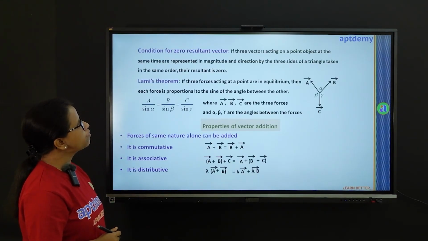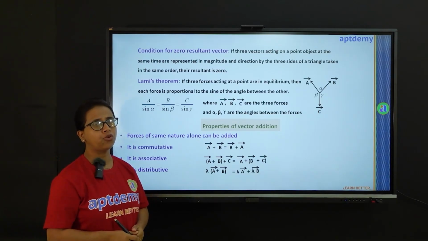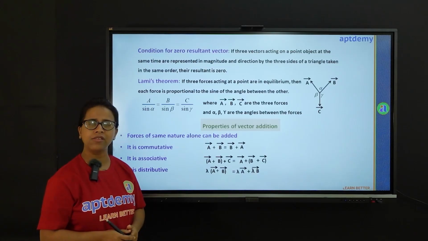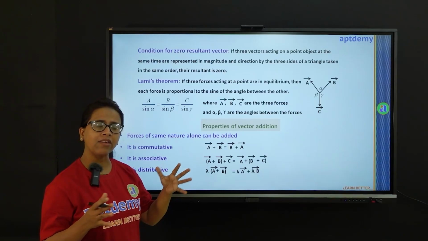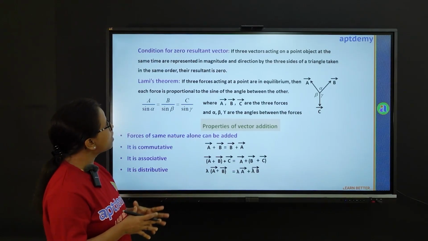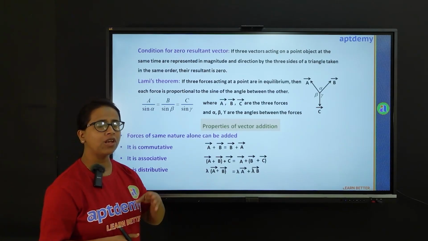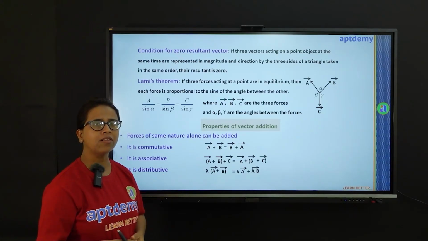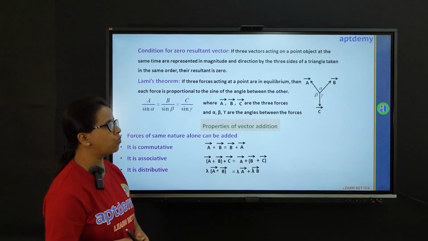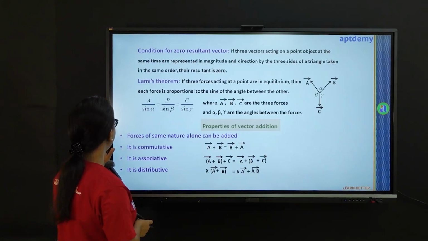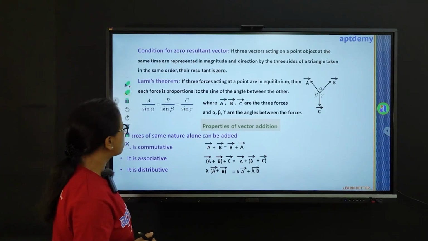Now, the condition for zero resultant of vectors. When is the resultant of two or more vectors zero? So the condition is that if three vectors are acting on a point object at the same time and they are represented in magnitude and direction by the three sides of a triangle taken in the same order, then the resultant of the three vectors becomes equal to 0. If we want to represent this diagrammatically, we can show this in this manner.